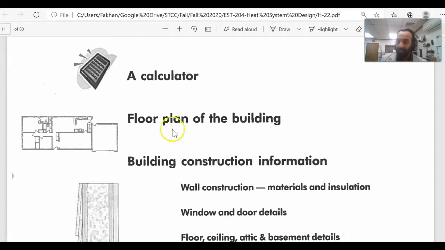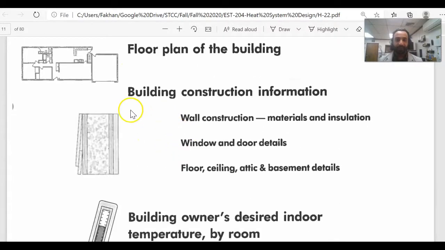Again, calculator, or you can use the Excel sheet that I provided you in the week material, and the floor plan for the building, and building construction material. This is going to be a little bit difficult to find most of the time, and sometimes you have to go and guesstimate it.